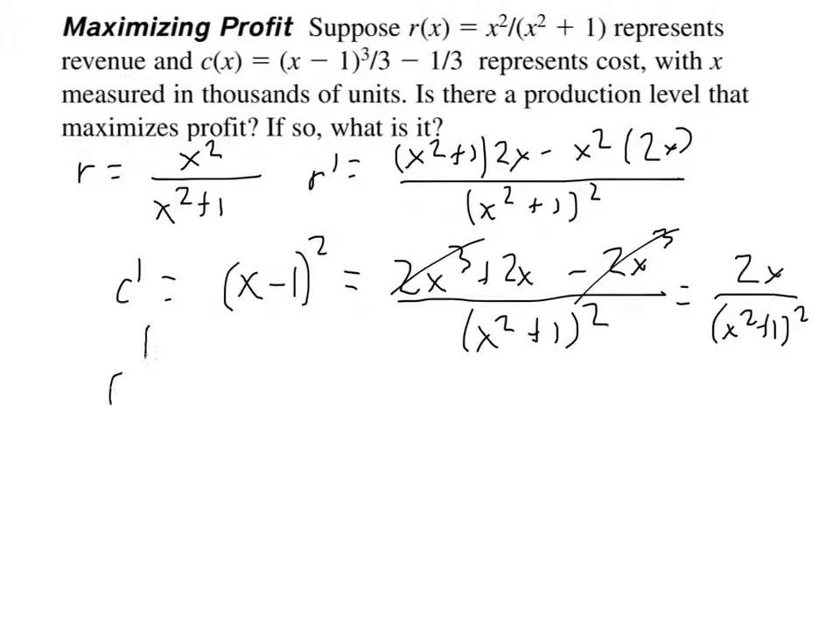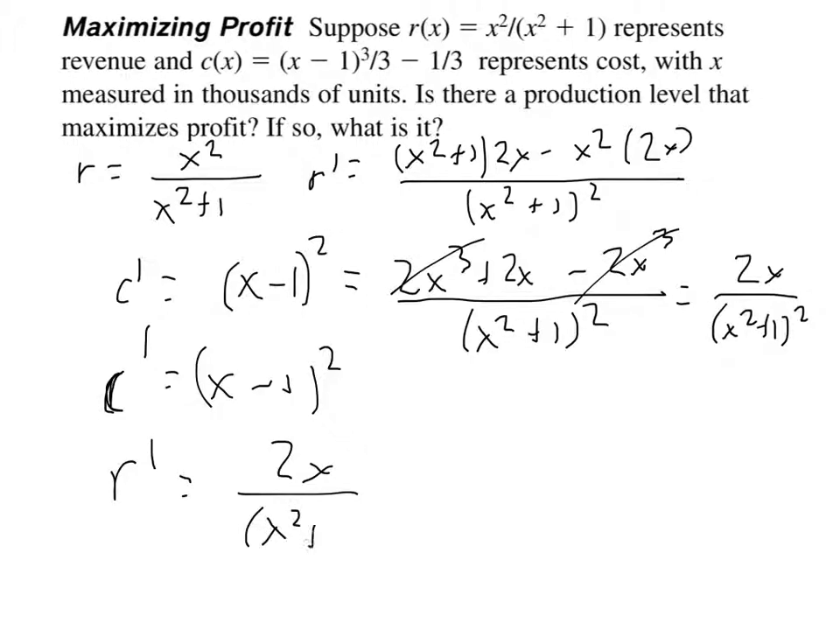So again, marginal cost was x minus 1 squared, and that's marginal cost. Marginal revenue is 2x over x squared plus 1 squared. Excuse me. I don't think we're going to be able to solve these real nicely, so we'll just have to graph them and find their solution with our calculator. So where are these two equal is basically like saying where do these two cross. So graph those on your calculator and see what they look like.